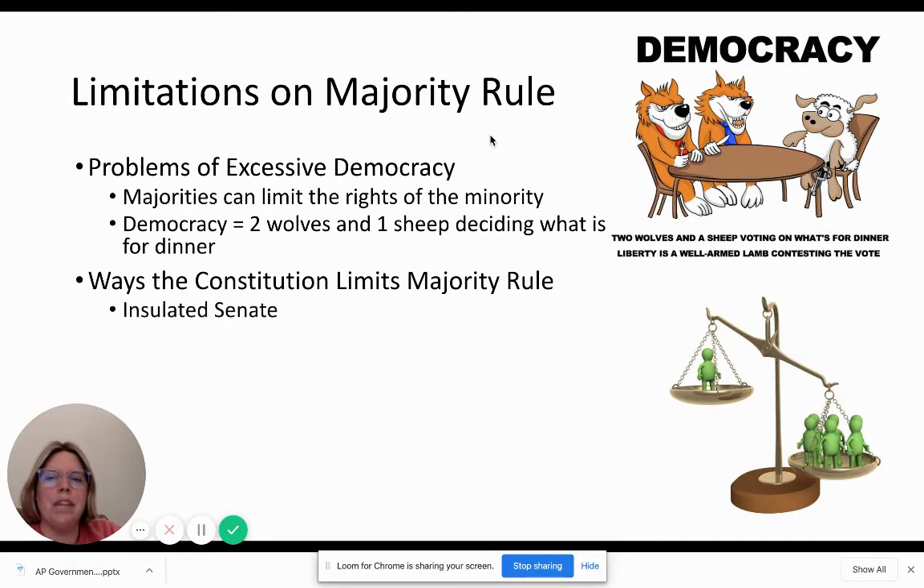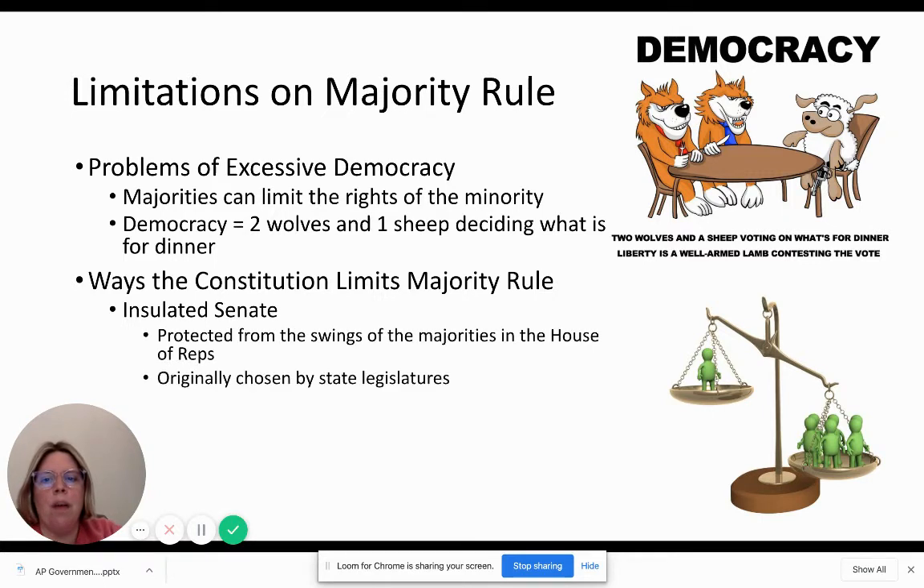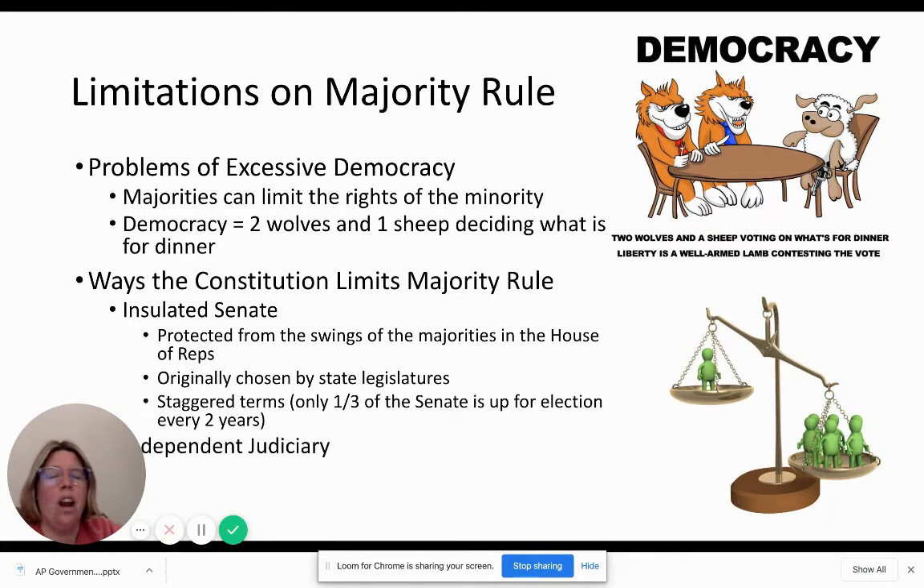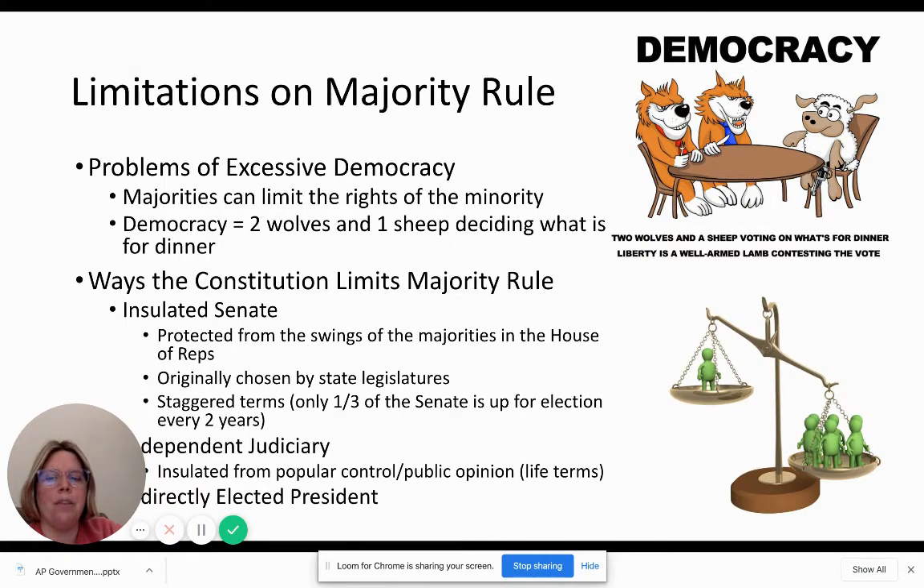Ways the Constitution can limit majority rule. We have an insulated Senate, so the Senate is somewhat protected because they have those 6-year terms, protected from swings of the majorities. Also, they have staggered terms. Our judiciary is independent, and then we also indirectly elect our president. So those are ways that we have tried to limit majority rule, basically.